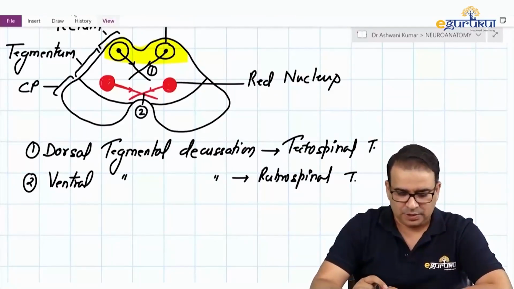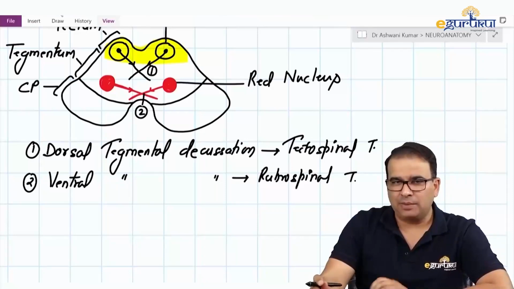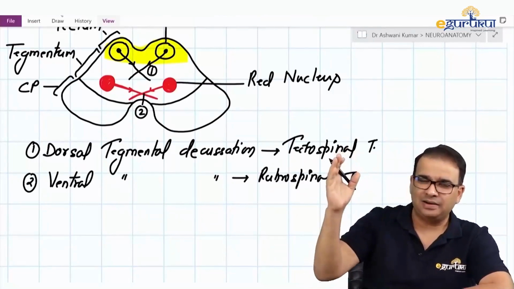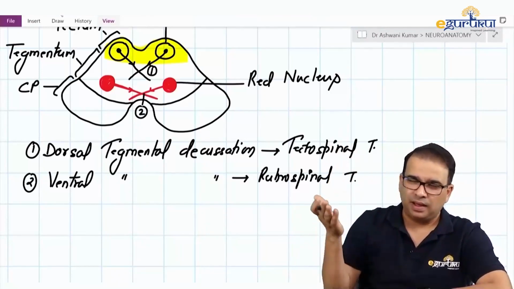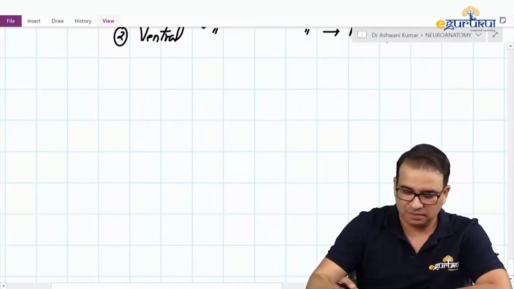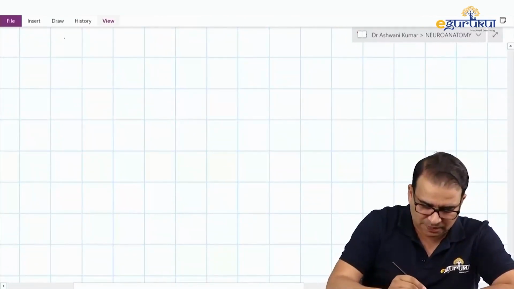Okay, so this is about the two tracts which are decussating here. Now coming to the last major tract here, the pyramidal tract: how exactly it starts, till what point it will go, and how it decussates to reach the spinal cord, to reach the effector muscles actually. So the final thing that we're discussing here, guys, is the pyramidal tract.